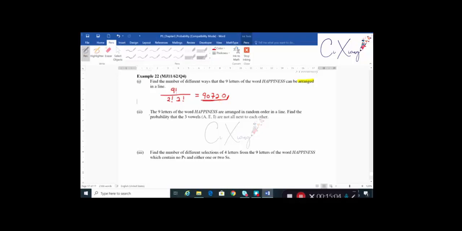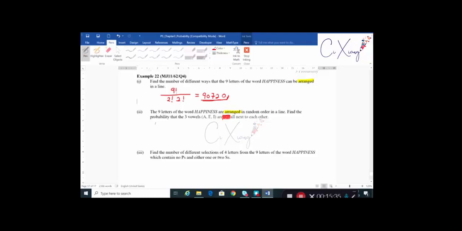Alright, then next one. The 9 letters of the word happiness are arranged. So again, highlight the word arrange. Find the probability that the 3 vowels are not all next to each other. Okay, so if you are not so sure, you cancel off the word not first. Alright, so maybe you focus on the 3 vowels all next to each other.